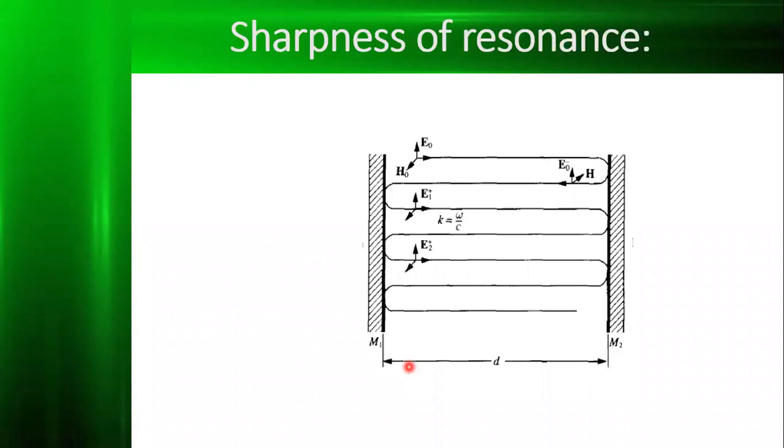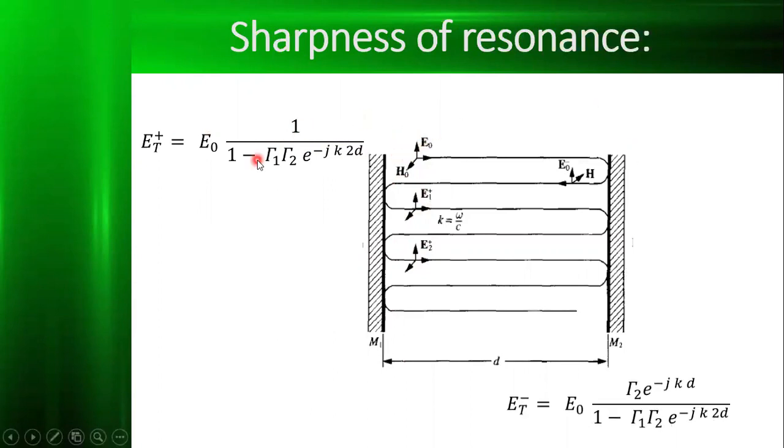Then we turned to determine the total electric field inside the cavity. First, we determine the total electric field coming from mirror number 1, which is simply the summation of all these terms: E naught, E1 plus, E2 plus, and so on. Using the mathematical Taylor series, we reach this finite form, E total plus equals E naught over 1 minus gamma 1 gamma 2 e to the power minus j 2kd, where please remember that gamma 1 and gamma 2 are the reflection coefficients for mirror number 1 and mirror number 2.